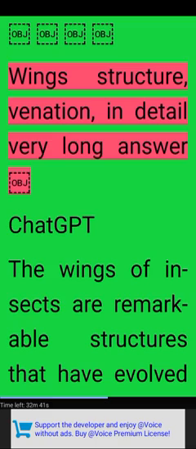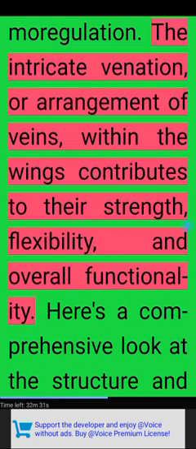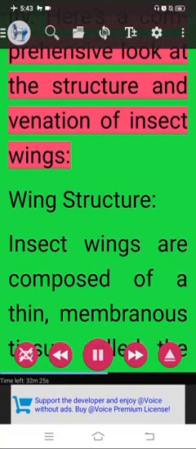Wing structure, venation, in detail, very long answer. ChatGPT. The wings of insects are remarkable structures that have evolved to serve a variety of functions, from flight and communication to camouflage and thermoregulation. The intricate venation, or arrangement of veins, within the wings contributes to their strength, flexibility, and overall functionality. Here's a comprehensive look at the structure and venation of insect wings.